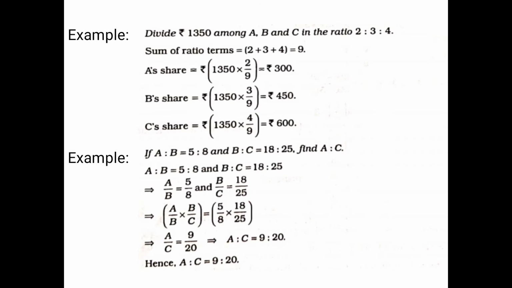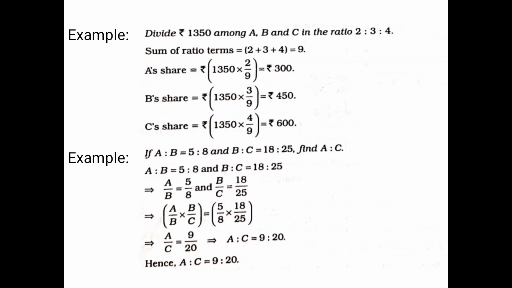The sum of the total ratio is 2 plus 3 plus 4, that is 9. So A's share is equal to rupees 1350 into A's ratio, that is 2, so 2 by the total number of ratio terms, that is 2 by 9. If you cancel, the answer will be 300. So 300 is shared to A.